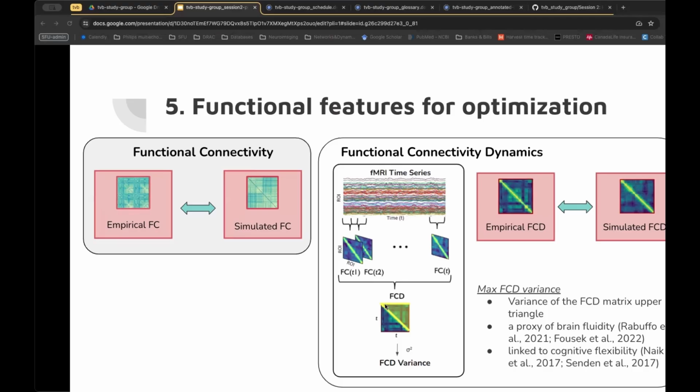Previously, this metric has been reported to be a proxy of brain fluidity and linked to cognitive flexibility. And thus, it can be a very interesting potential target for model optimization. And then we also discussed previously, we could also minimize the KS distance between our simulated and empirical FCD matrices. So taking that upper triangle and then minimizing or making sure that they're as similar as possible.